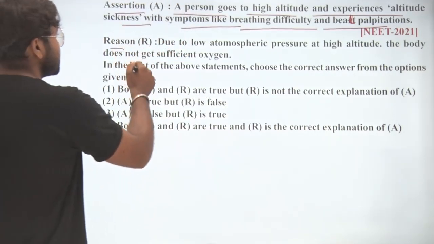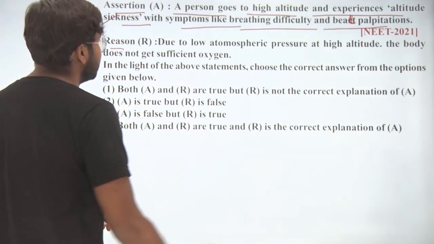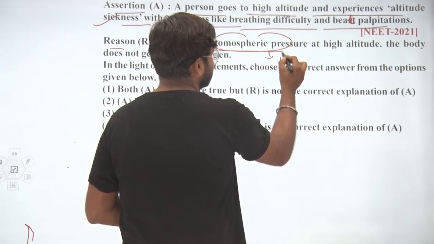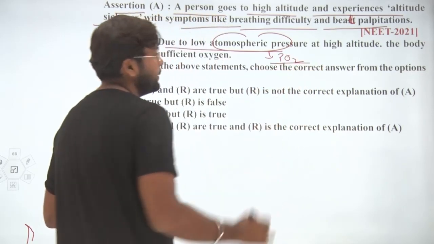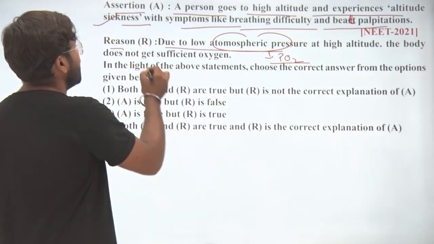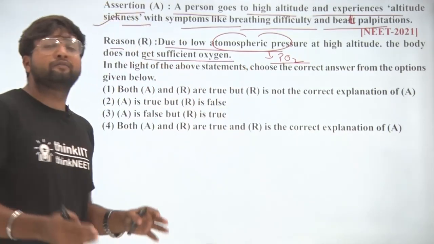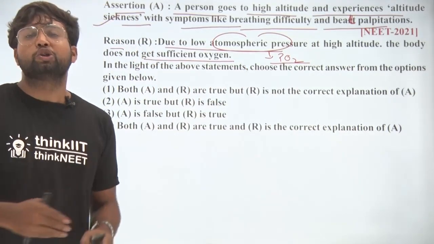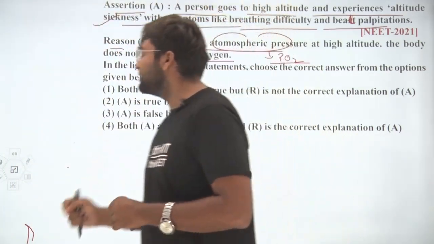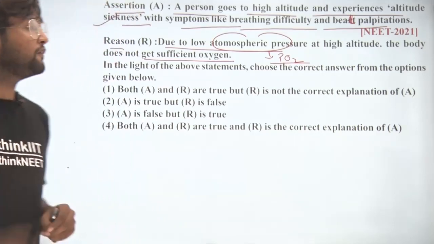So this assertion is correct, right? The reason, due to the low atmospheric pressure, this atmospheric pressure is also known as the partial pressure of oxygen. At the high altitude, the body does not get sufficient oxygen if the partial pressure of oxygen is low. So the hemoglobin is unable to bind with the oxygen. So this reason is the correct explanation of the assertion.